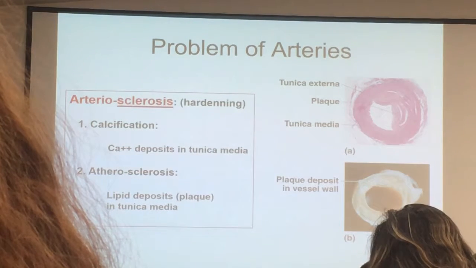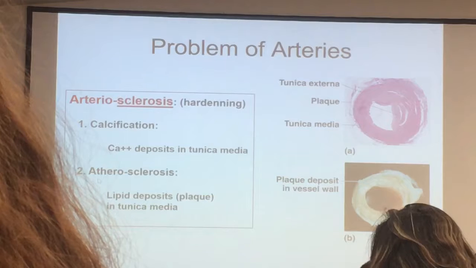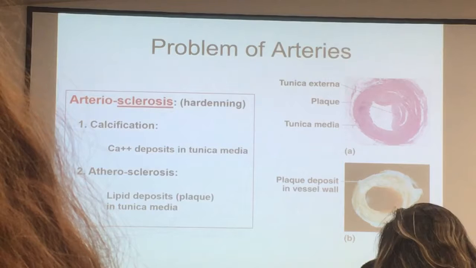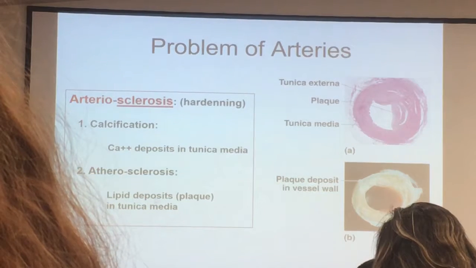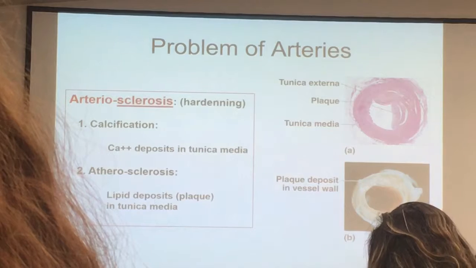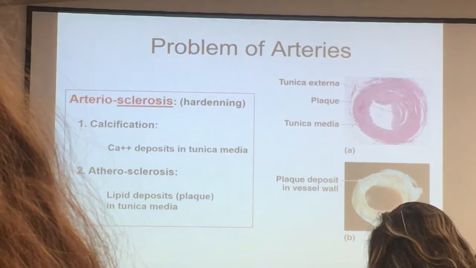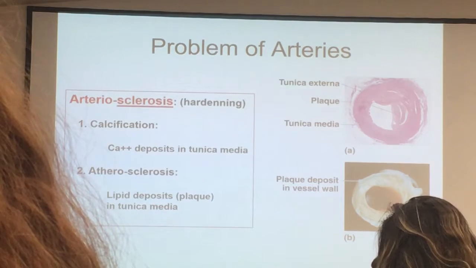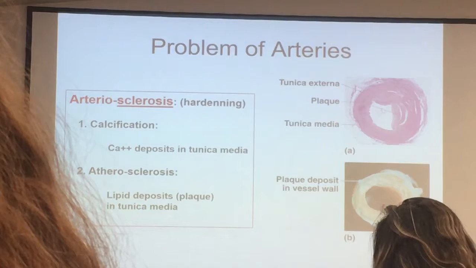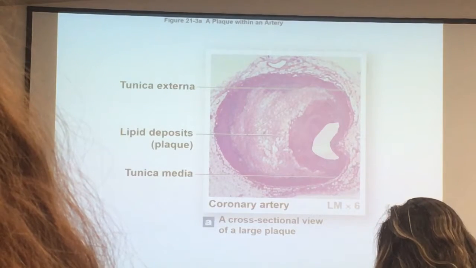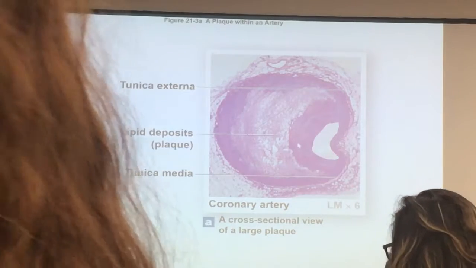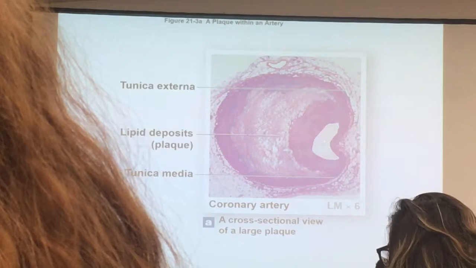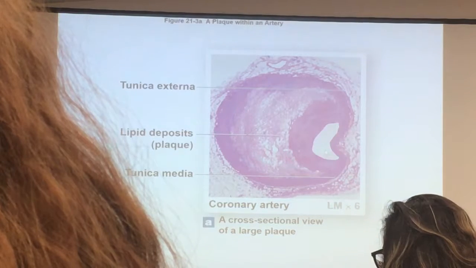But the most severe case is this one, atherosclerosis. Sclerosis means hardened. That means lipid or cholesterol deposit, we call plaque, in the middle of the tunica here, and then it will reduce the diameter. This one shows probably an 80-90% reduction of the diameter. And if this happens in the heart, it will cause a heart attack.